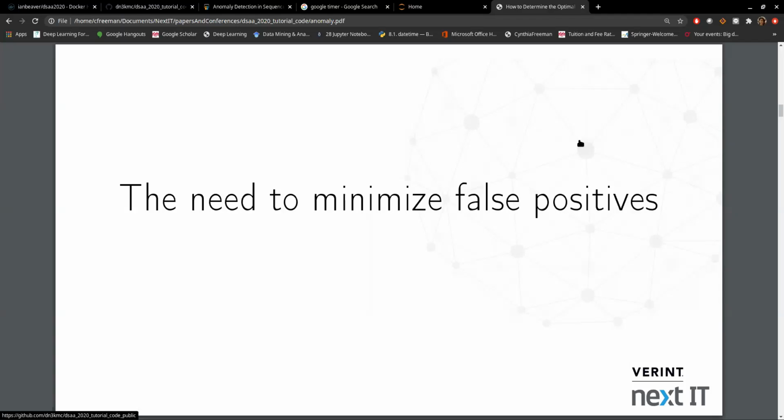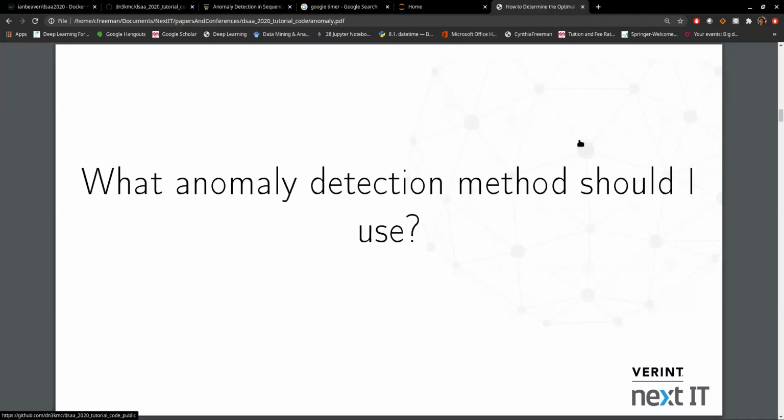And finally, there is a massive wealth of anomaly detection methods to choose from out there. Every year, you're going to see more and more papers published on it. So how do you make your choice? What anomaly detection method should I choose?